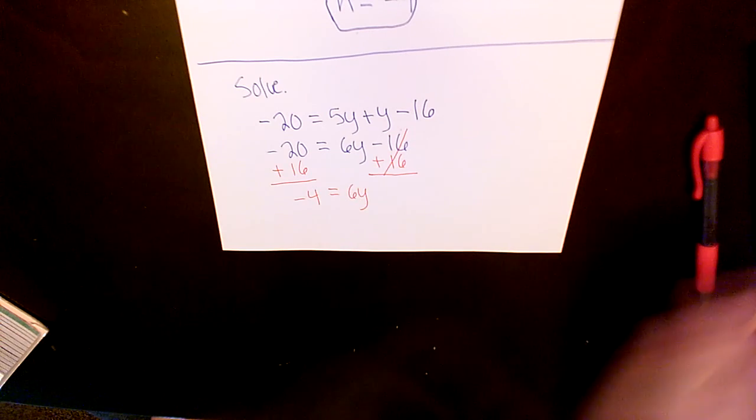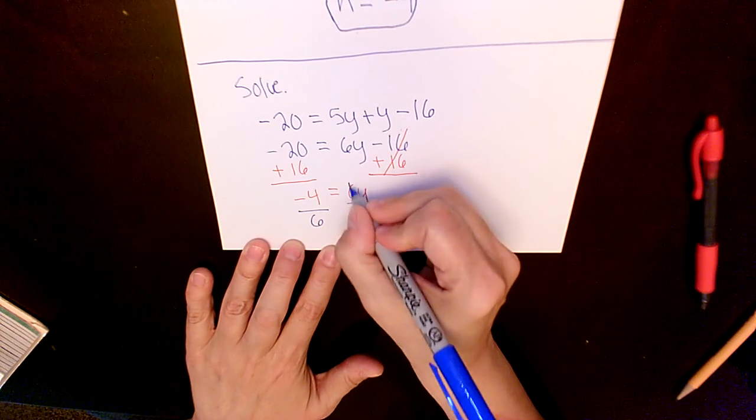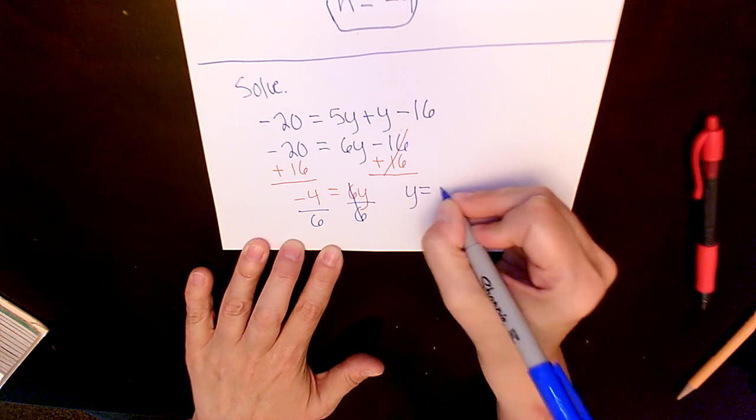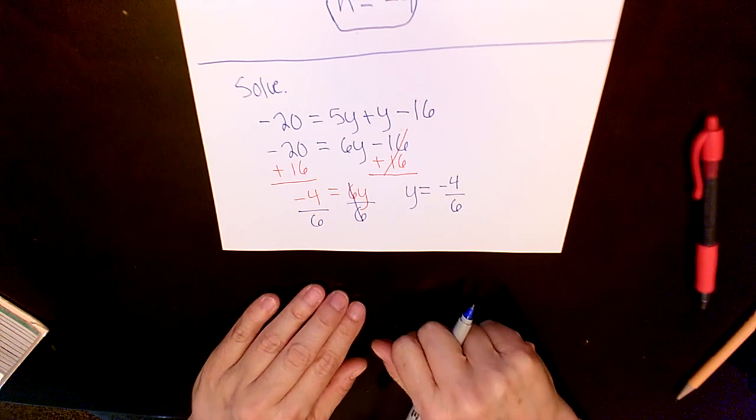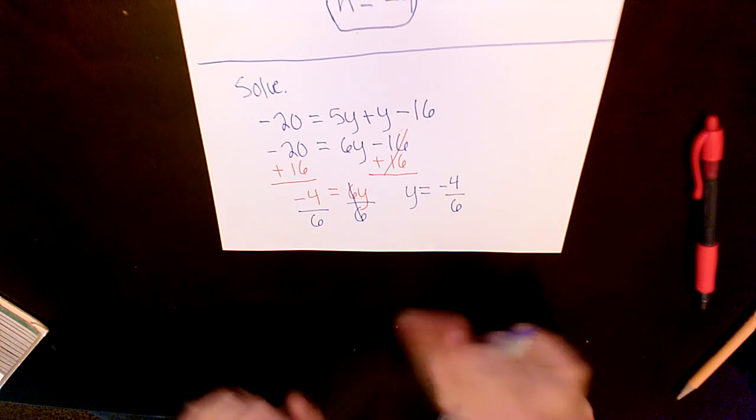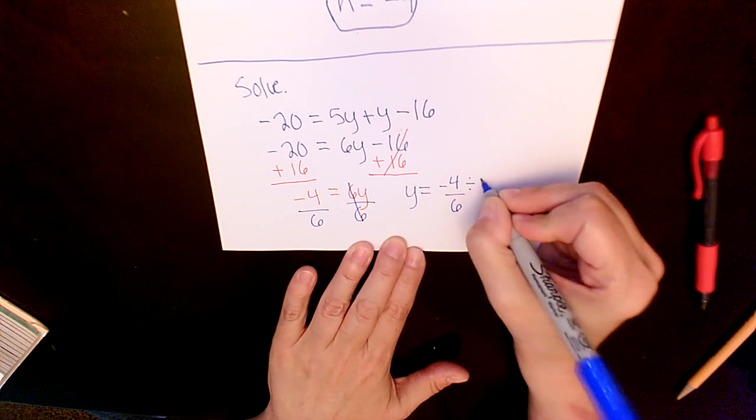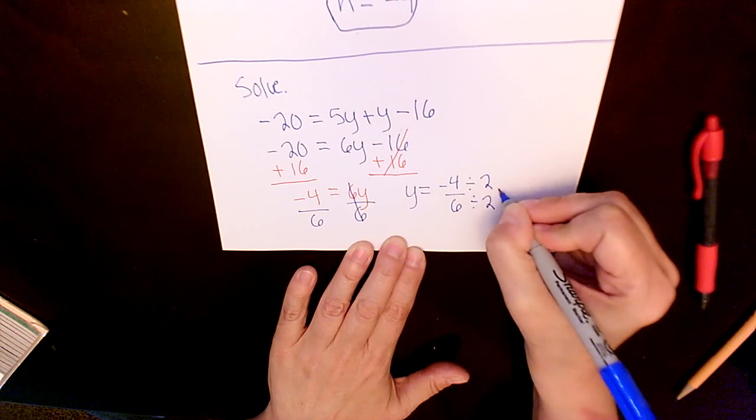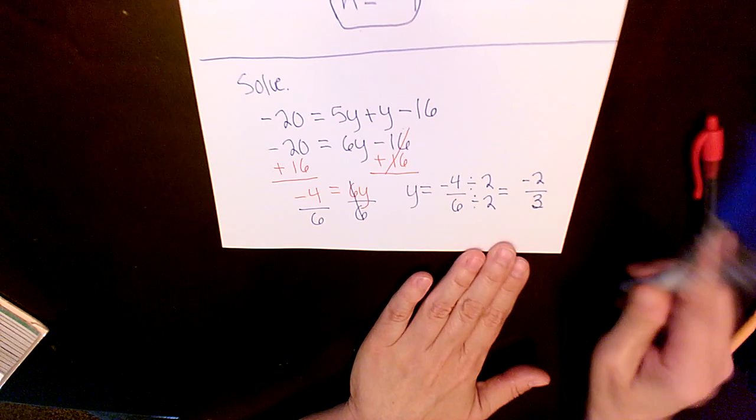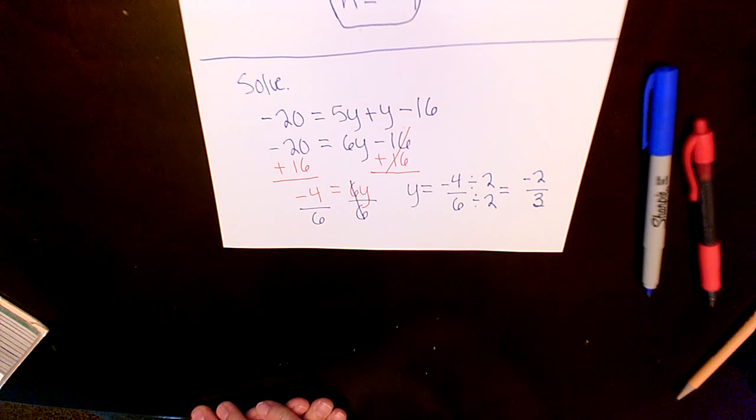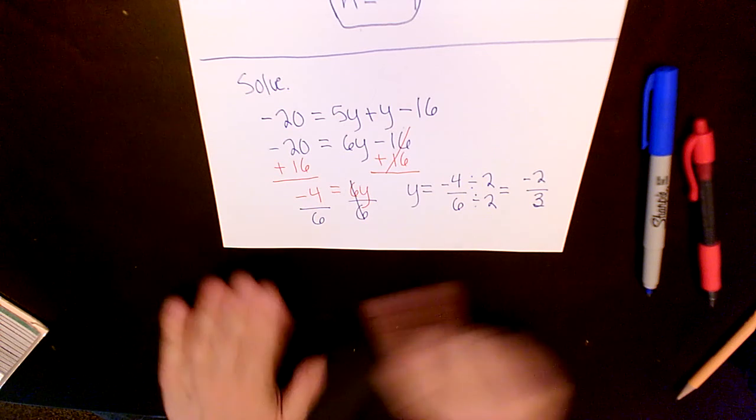And my last step, I want to divide. So these cancel. And I get negative 4 over 6. But if you remember from Math 085, we want to simplify that. We can reduce that. And I'm going to divide top and bottom by 2. And my final answer is negative 2/3. So y equals negative 2/3.